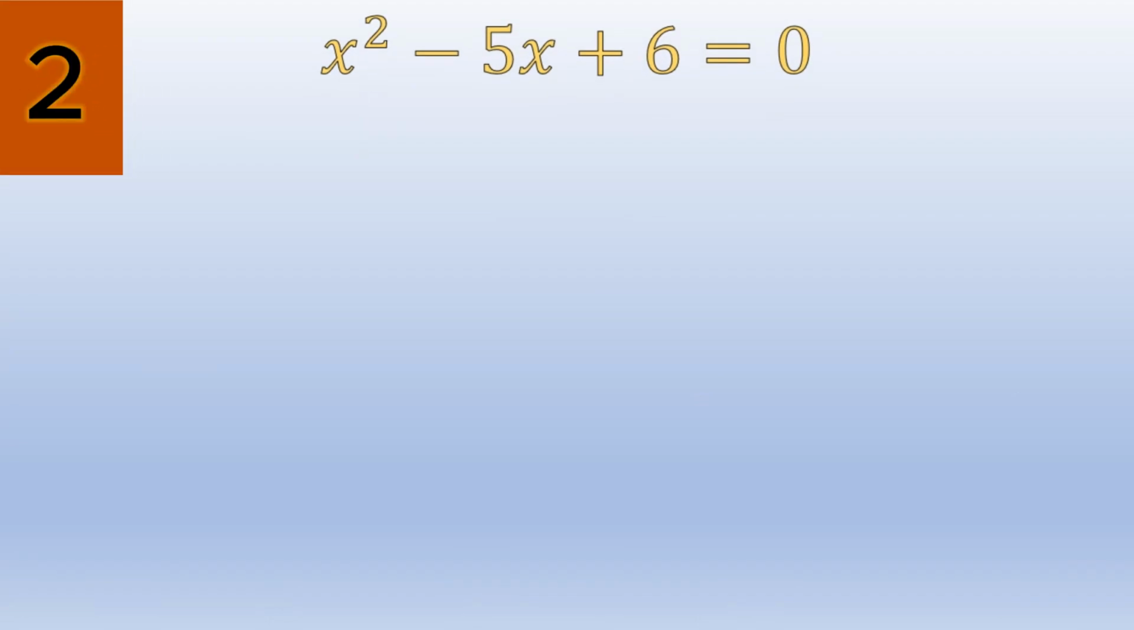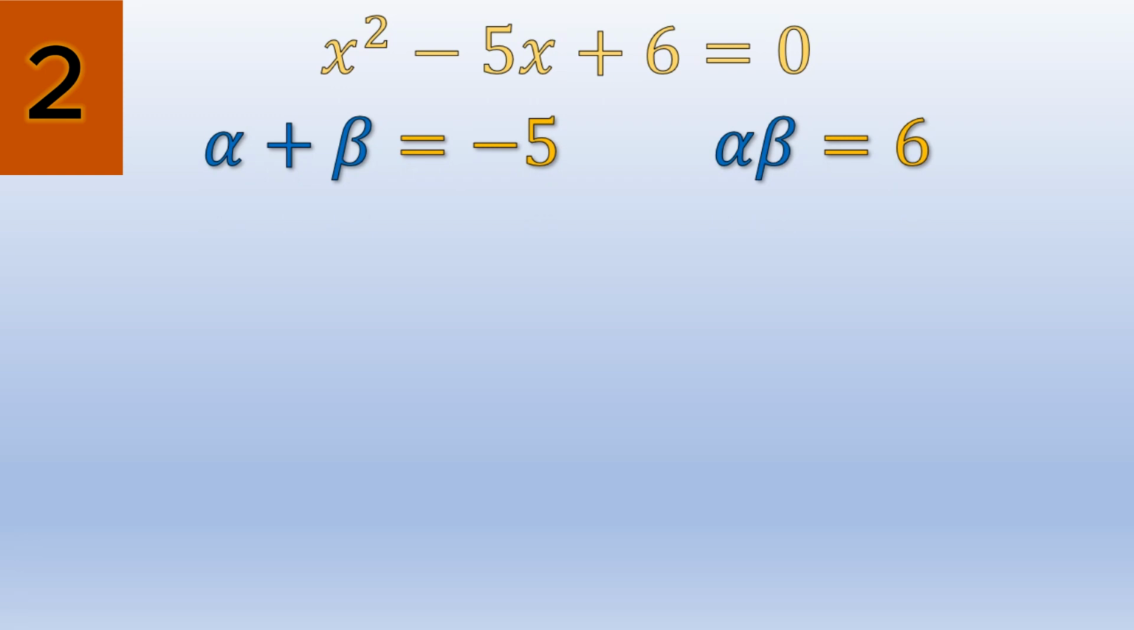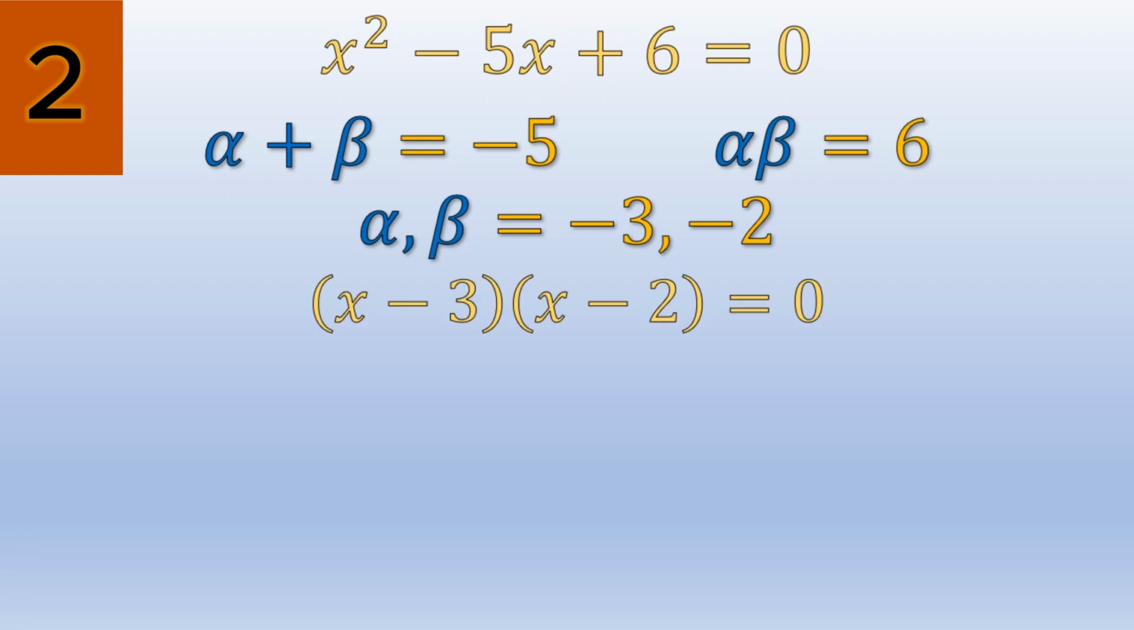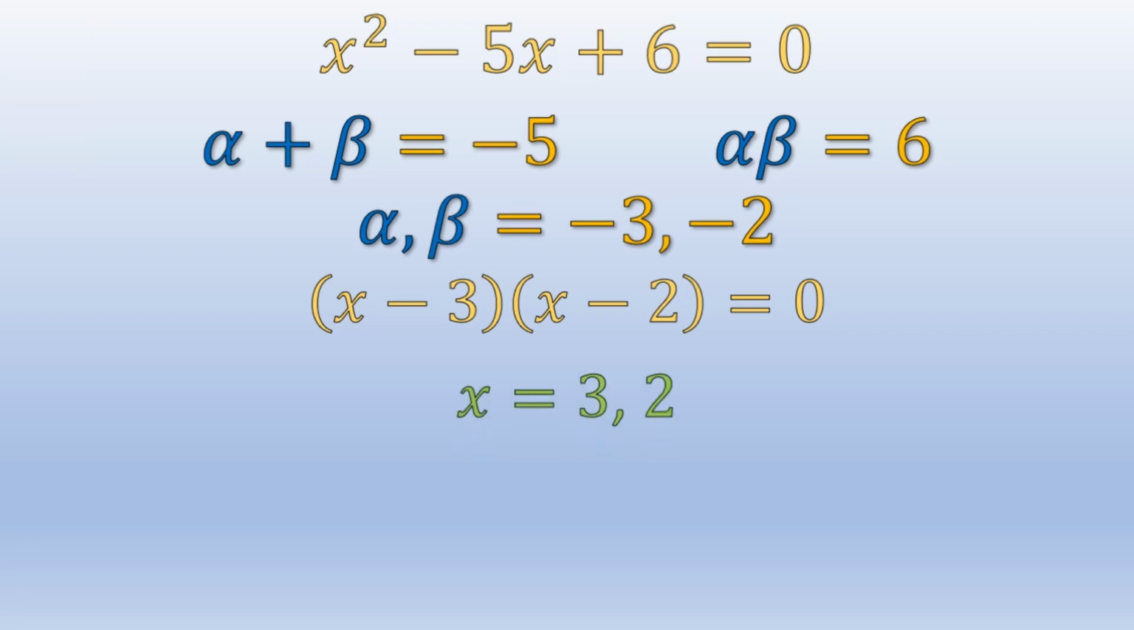So, using the same factorization method, we need to find two numbers that when added equals minus 5, but when multiplied equals 6. Without thinking too much, you should get minus 3 and minus 2. Minus 3 minus 2 equals minus 5, and minus 3 times minus 2 equals 6. X minus 3 times x minus 2 equals 0. So x equals 3 or 2 as the final answer.